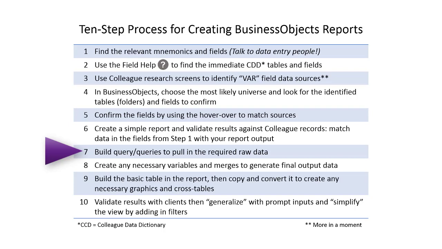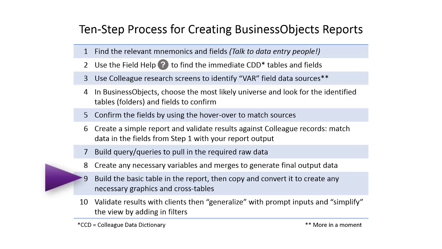Now, in step 7, you can tighten up your query by adding filters or additional fields, such as descriptions, to help with your report. Run your query. At this point, you can create any unique variables for your report, merge any necessary fields, and generally get the data ready for reporting. In step 9, build a simple table. This is the easiest to QA and can be easily converted to other outputs such as graphs or crosstabs.